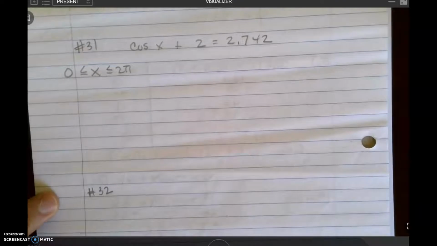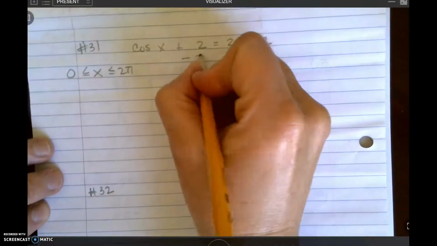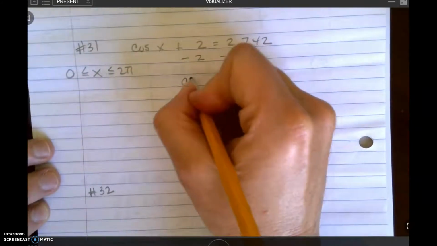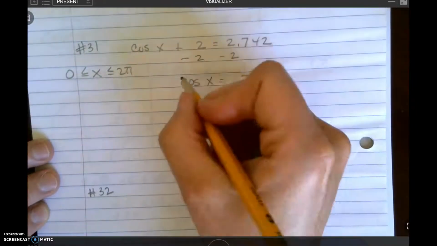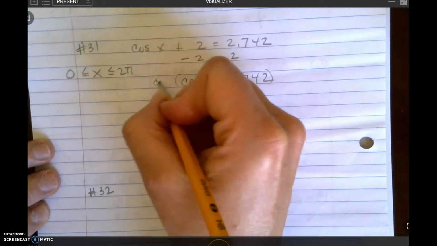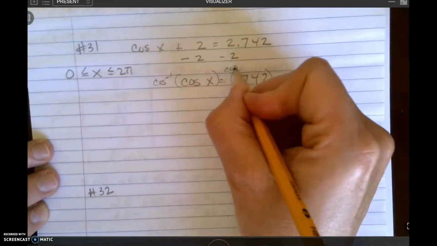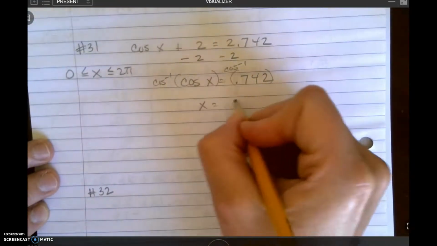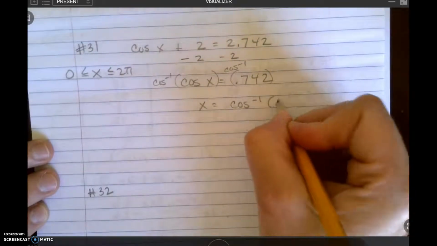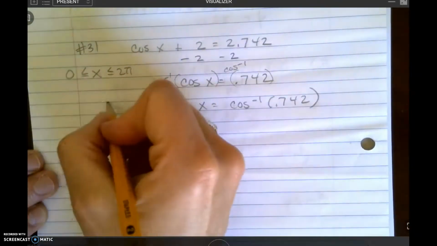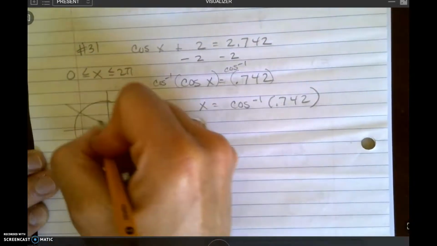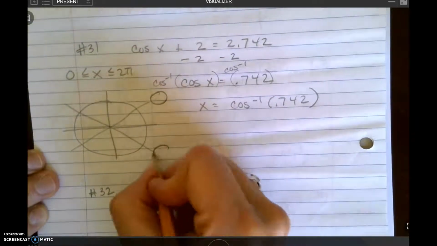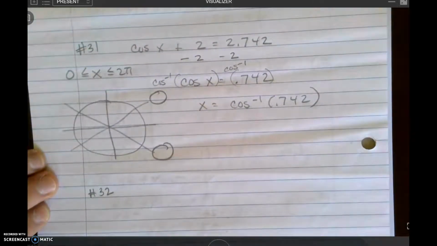Here's another equation that I'm going to solve. I'm going to subtract 2 from each side. And I get that the cosine of x is 0.742. And I take the inverse of each side, and I get that x is the inverse cosine of 0.742. And I know that since cosine is positive here and here, I need 2 answers.